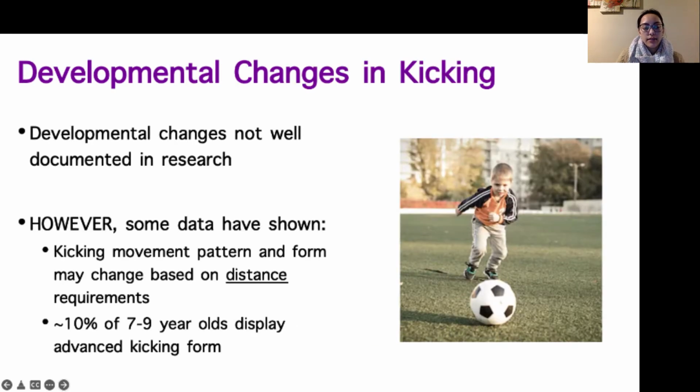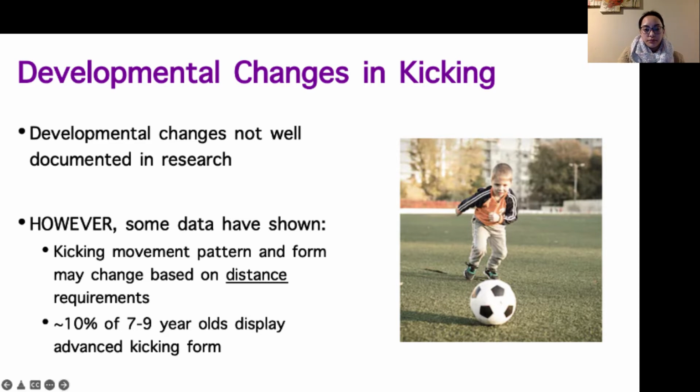As far as developmental changes in kicking, we don't really have a lot of empirical evidence on what the developmental sequence is, which is why we don't have one of those tables that gives us the step-by-step observations. But qualitative changes that each body part makes aren't really well documented, so at best we just have a general idea of what the movement pattern might look like.